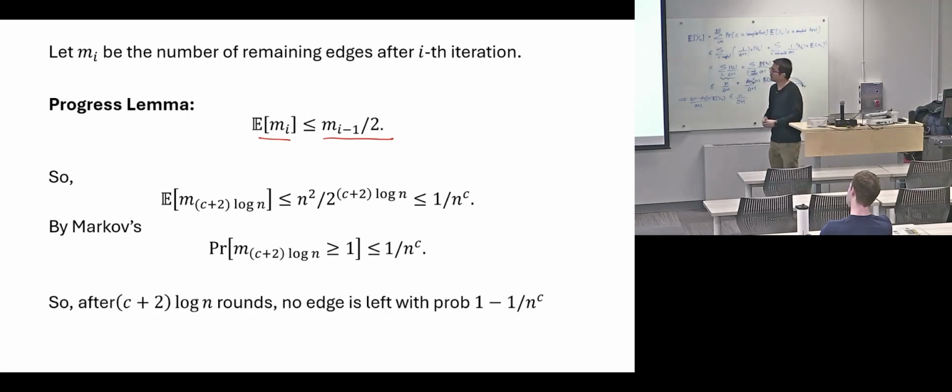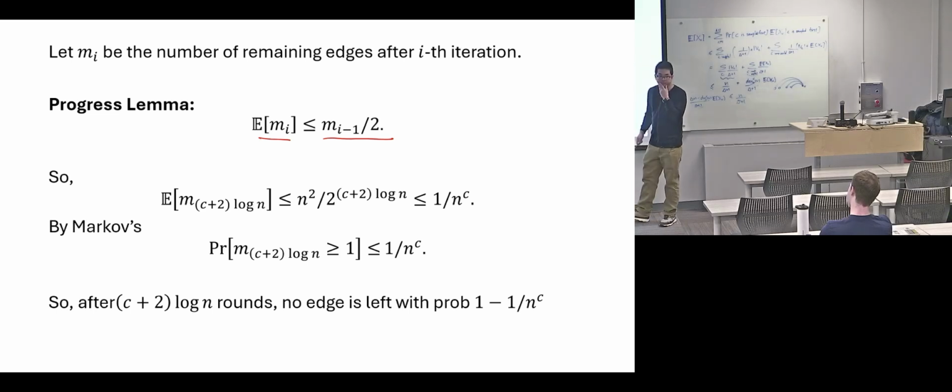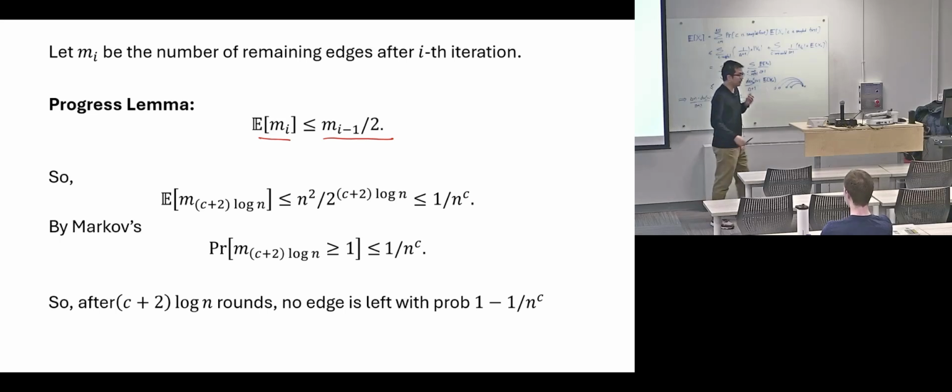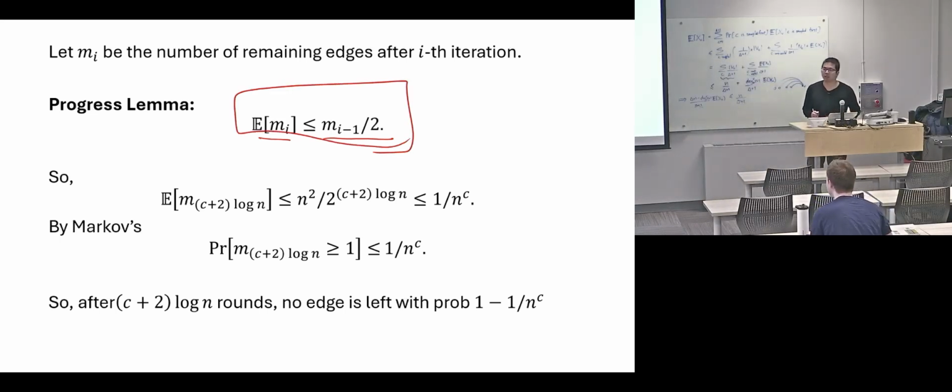So it means that after something like log n rounds, there's no edge left with high probability, because the probability that there exists some edge left is tiny. What I need to show is basically that I expect the number of edges to be halved in each iteration. Okay.